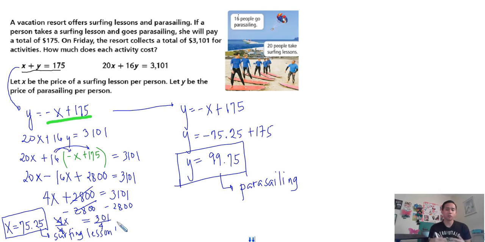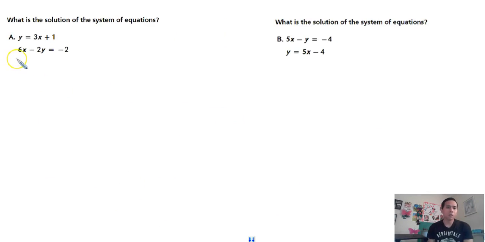That's it. So if you want to check the answer, I want you to check our answer there. If we got it correctly, just go back and plug in the values of x and y that we have. Okay. Next is we have, what is the solution of the system of this equation using substitution? So let's proceed with that.